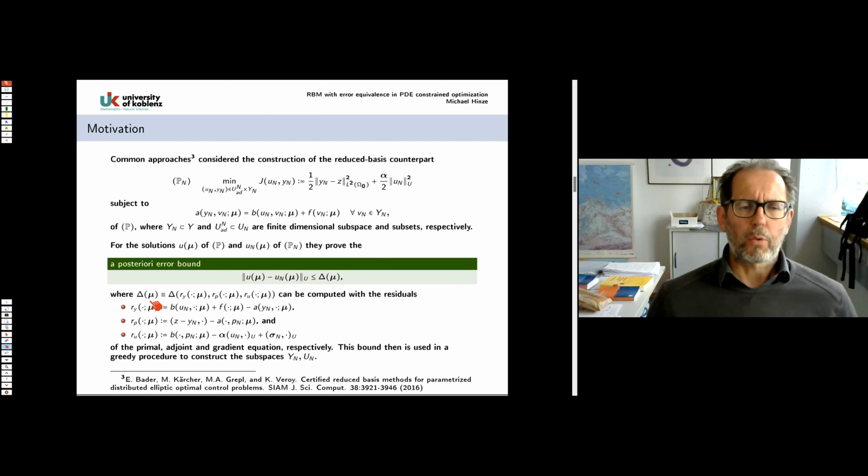This estimator Delta_mu is composed of three ingredients, namely a residual related to the state equation, a residual related to the adjoint equation, and a residual related to the gradient equation of the problem. Okay. Here are the residuals in more detail. This is what one can do, and this is what the authors here did. Okay. Now, they provided three options for the construction of this a posteriori error bound Delta_mu. One of those options then is really offline-online efficient.